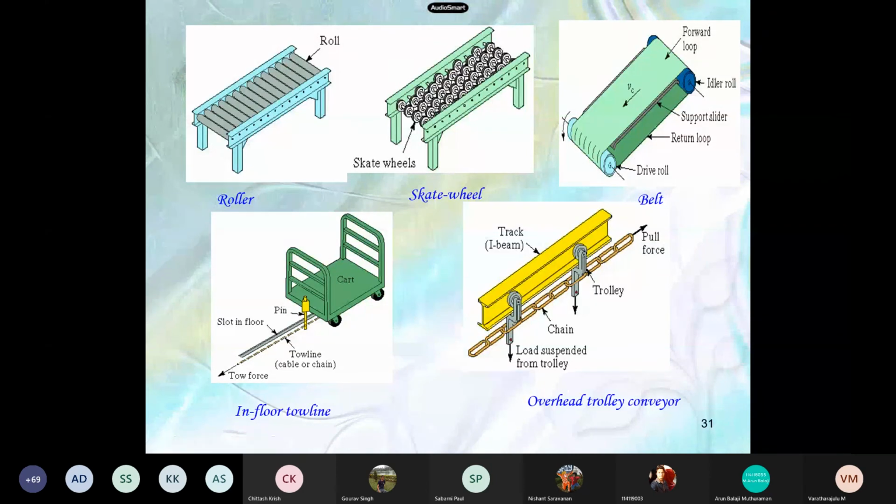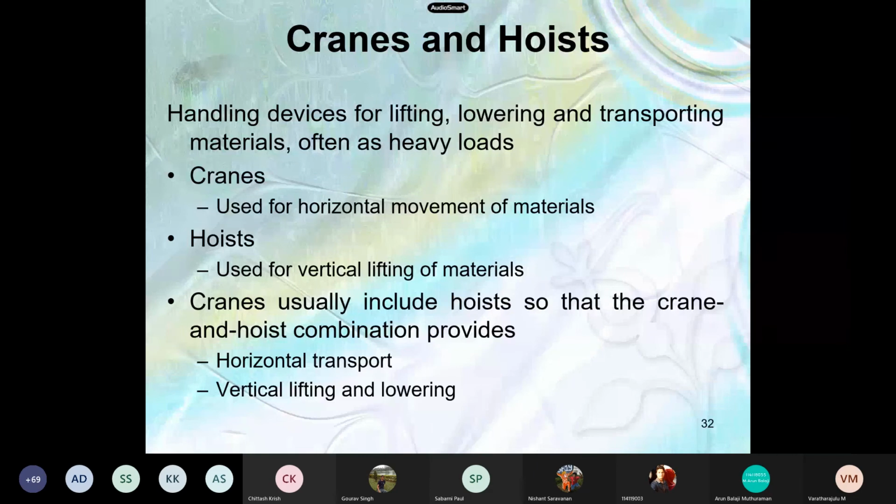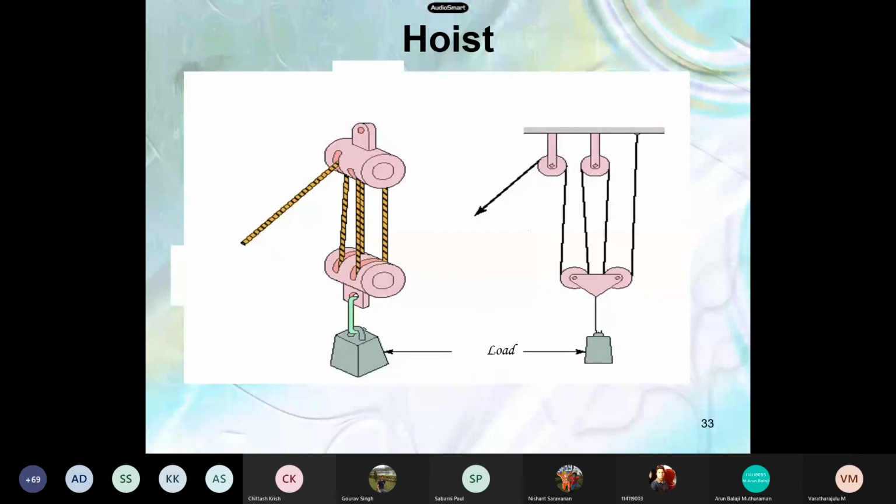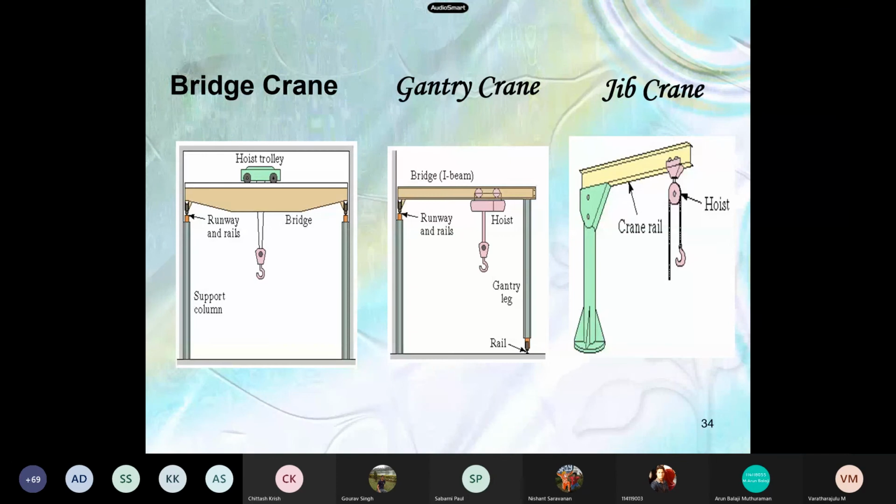We are transferring huge materials like in rice industries, sugar cane industries, cement factories and all. We are using belt conveyors, in-floor tow lines and overhead trolleys and all, in order to handle the material from one place to another place. And see cranes, hoists, and some examples of gantry and bridge cranes, canopy crane, and jib cranes.